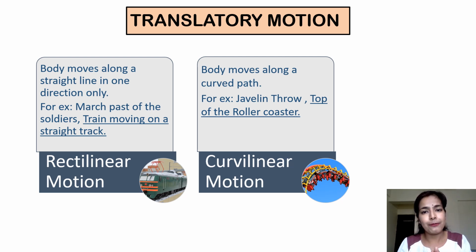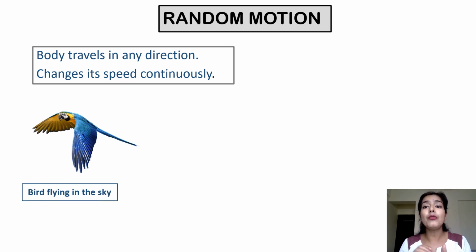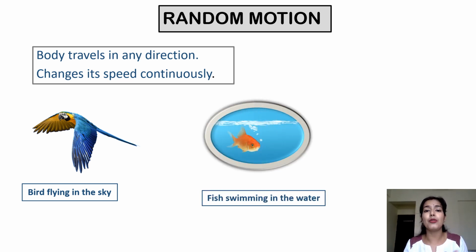Fine. Now we are coming to our next type of motion, that is random motion. What do we mean by random motion? Random motion is when a body is not following any pattern or any particular direction. The body is just moving, changing its direction continuously, changing its speed continuously. So we can say the movement of butterflies in the sky, the movement of birds in the sky, is random motion because there is no set pattern. Then fish swimming in the water is also a kind of random motion.